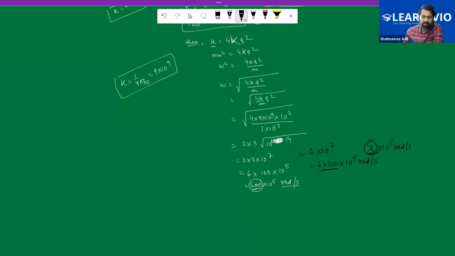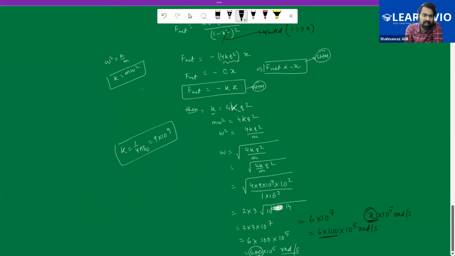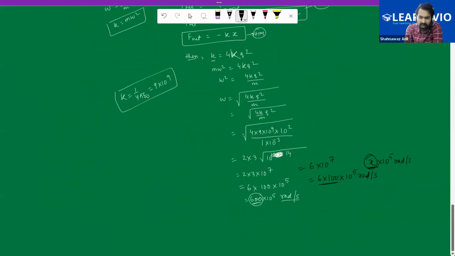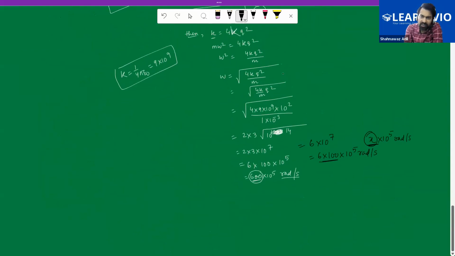Is it clear? Yes, sir. Because they have already written that the answer is 10 to the power 5 reading per second. So this x we have to find. So this x would be just 600, right? And I will check if there is some order misplacement, right?